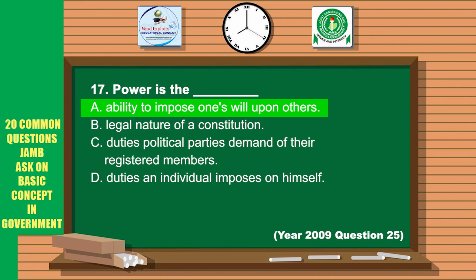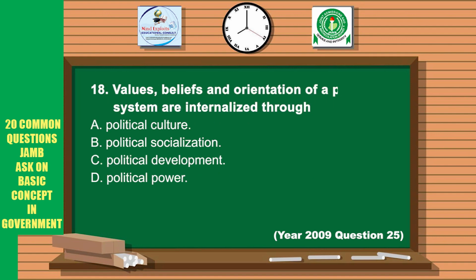We're almost coming to the end of this class. Let's look at question 18. Values, beliefs, and orientation of a political system are internalized through A. political culture, B. political socialization, C. political development, and D. political power. You see, we've asked this question, but in a different angle the other time. So the answer here is political socialization. The values, beliefs, and orientation of a political system are internalized into members of that political system through what we call political socialization. The right answer there is B.